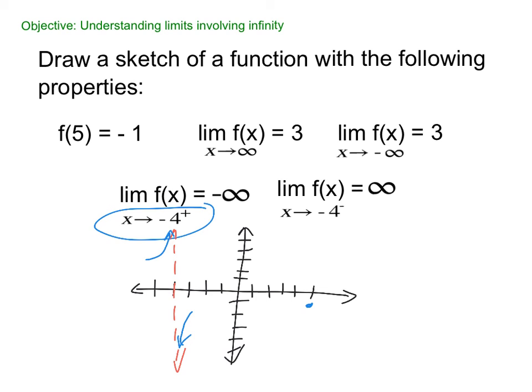And then as x approaches infinity, we're reaching 3. So that's a horizontal asymptote. In both directions it's reaching 3, so over here it's going to 3, and over here it's going to 3. So I just have to connect this. I'm going to just do something weird. It doesn't really matter, as long as those arrows are going in the right direction.